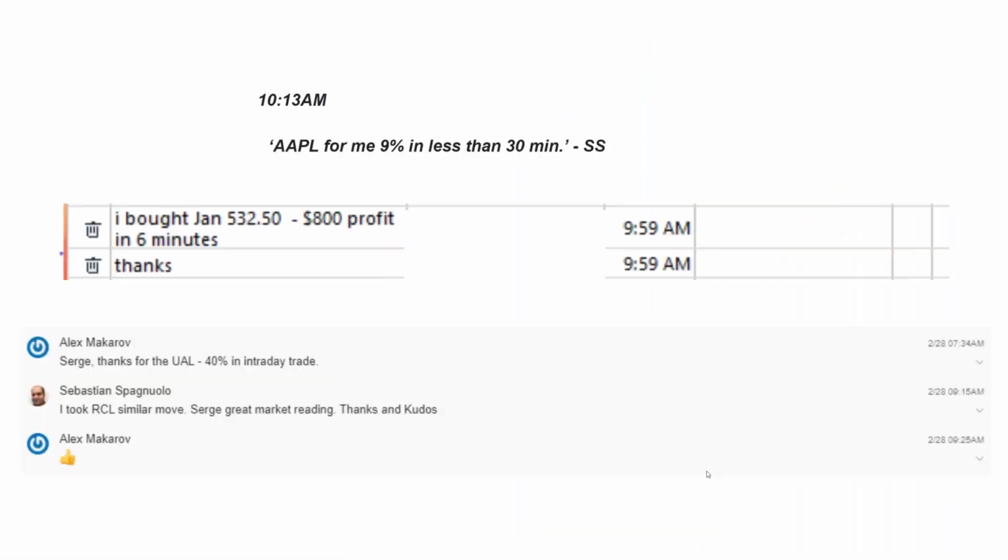Okay, and you can see what some of these people are saying. I mean, SS has made this pattern work for them, 9% in 30 minutes. In 6 minutes, this guy made $800. And so on and so forth. And again, I'll show you guys much more about this.